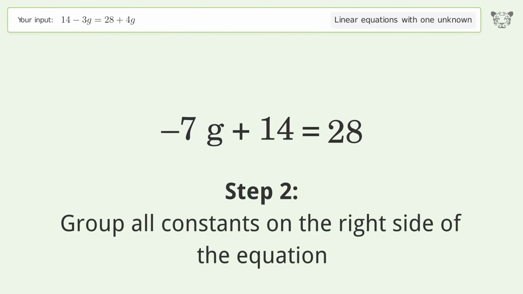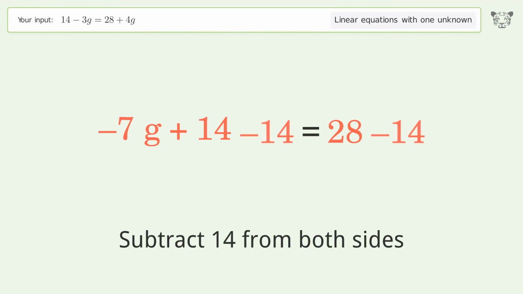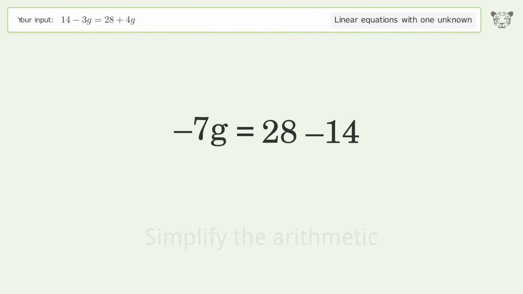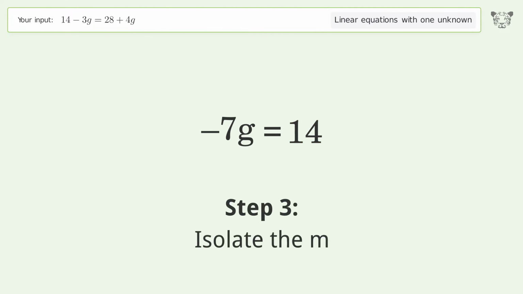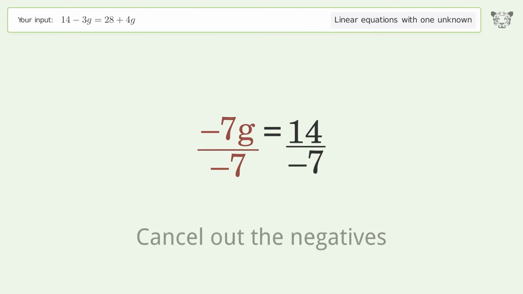Group all constants on the right side of the equation. Subtract 14 from both sides. Simplify the arithmetic. Isolate the m. Divide both sides by -7. Cancel out the negatives.